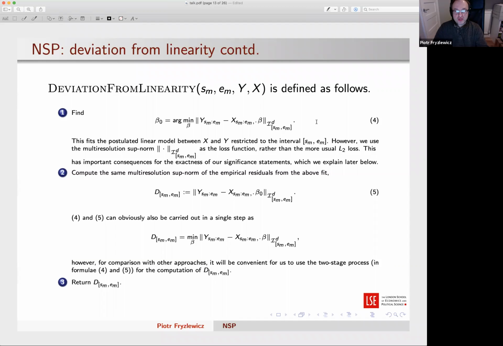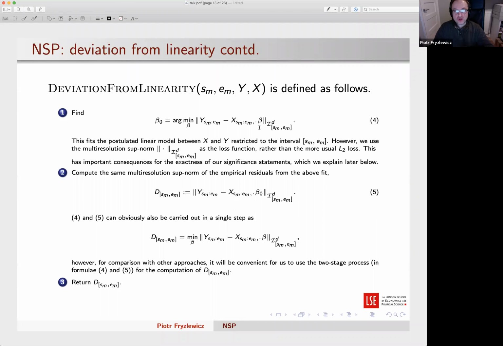Now, this is very, very important. How can I do this? How can I find a beta that minimizes this? I'll talk about it briefly later. Essentially, simple linear programming does the trick. Why do I need to do that? This is an important step. I need to do this to have exact inequalities, which will allow me to make exact and precise and non-asymptotic and finite sample significance statements later on.